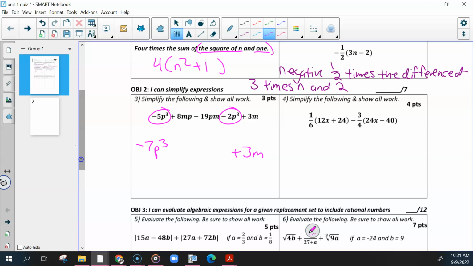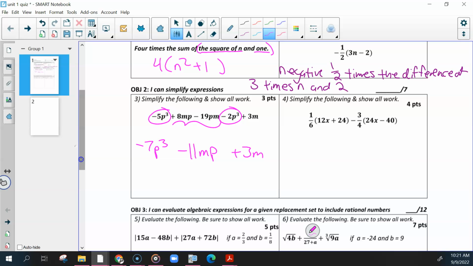Think about that like numbers. If I had 3 times 4 and 4 times 3, would that give you the same thing? Yes. It's commutative. The order does not matter. This was a trick question. So you should have combined these 2 to get negative 11. MP or PM does not matter. So the 3 points on that one were combining your P cubes correctly, combining your MPs correctly, and then bringing this one down.